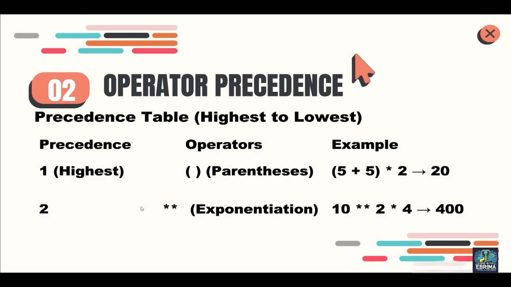The second thing is going to be exponentiation. The highest level is the parenthesis, the second highest is the exponentiation. For example, 10 to the power 2, and then times 4. First you have to calculate 10 to the power 2, that is going to be 100, then times 4, and you're going to have 400.